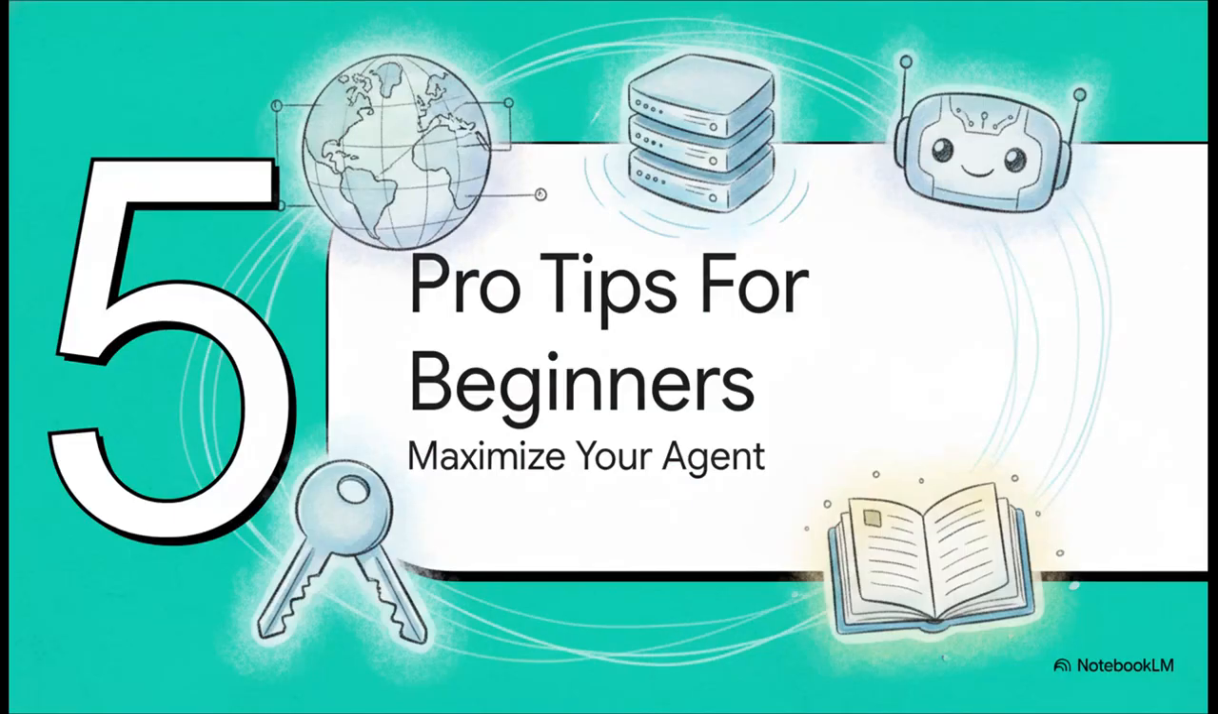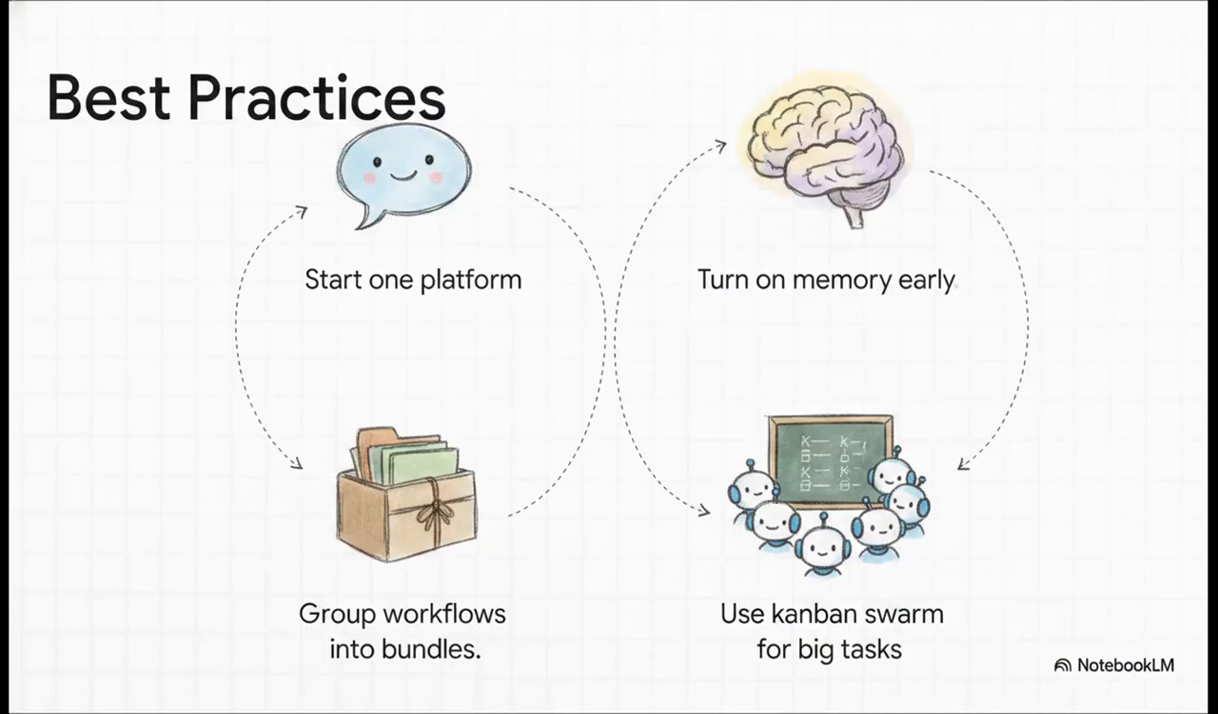Finally, Section 5, Pro Tips for Beginners. Okay, you are installed, the UI is looking good, and your keys are locked in a vault. To make sure you hit the ground running, let's rattle off some quick workflow tips. First, start simple. Don't try to connect every platform on day one. Pick Telegram or Discord, get a feel for how the agent responds, and build out from there.